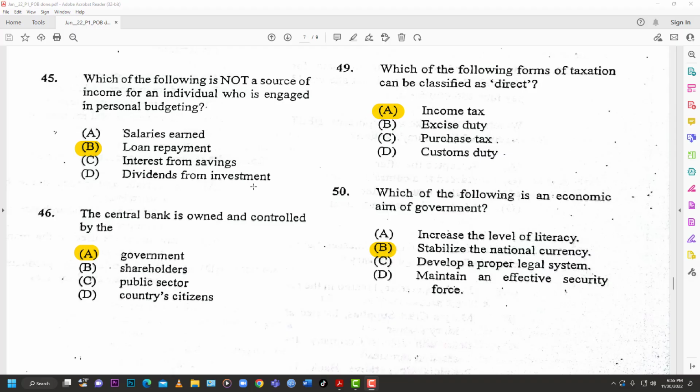46. The central bank is owned and controlled by the A, government. It's more so for the Caribbean. In America, the Fed is controlled by not the government. But in the Caribbean, most of our banks are controlled by the government. ECCB, Jamaica Bank, Trinidad, etc.